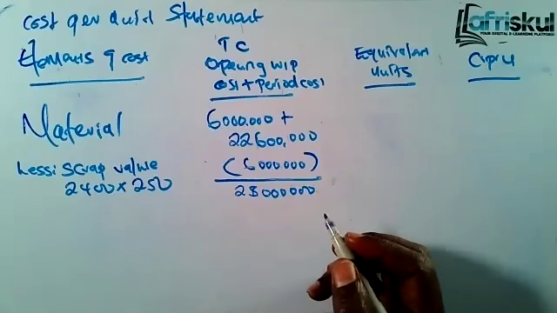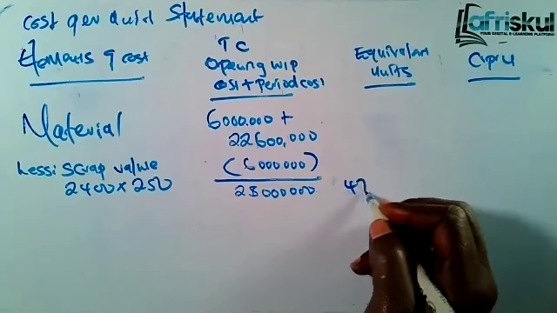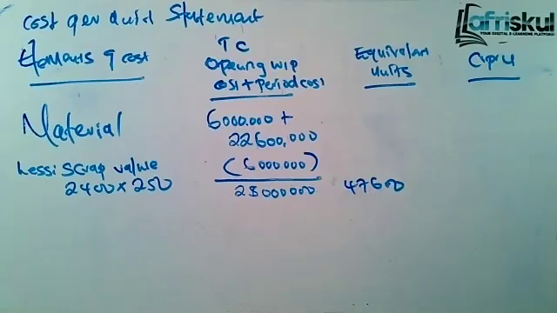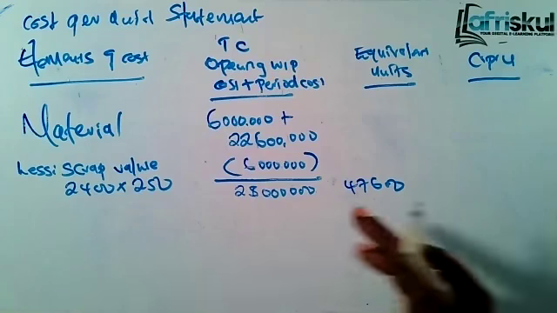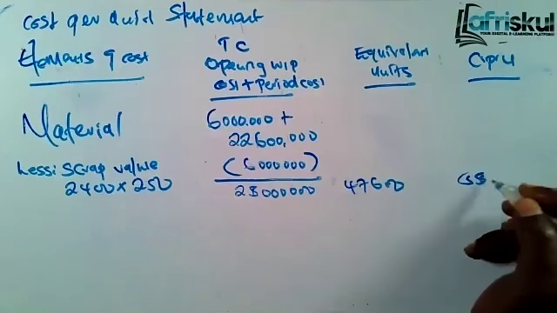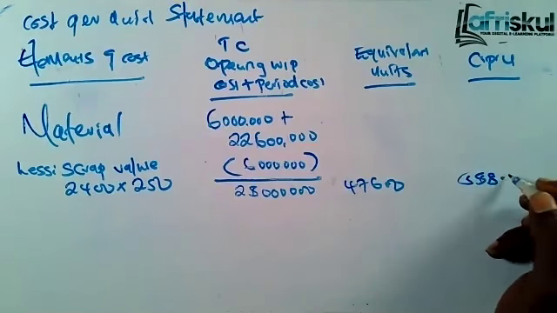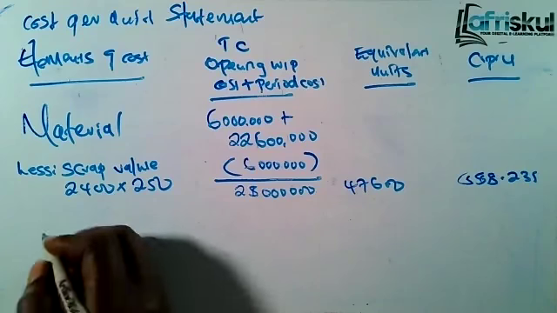Equivalent units under material were 47,600 from the equivalent unit statement. You divide 28 million by 47,600, and you get 588.235. That is the first. And then we have conversion here.